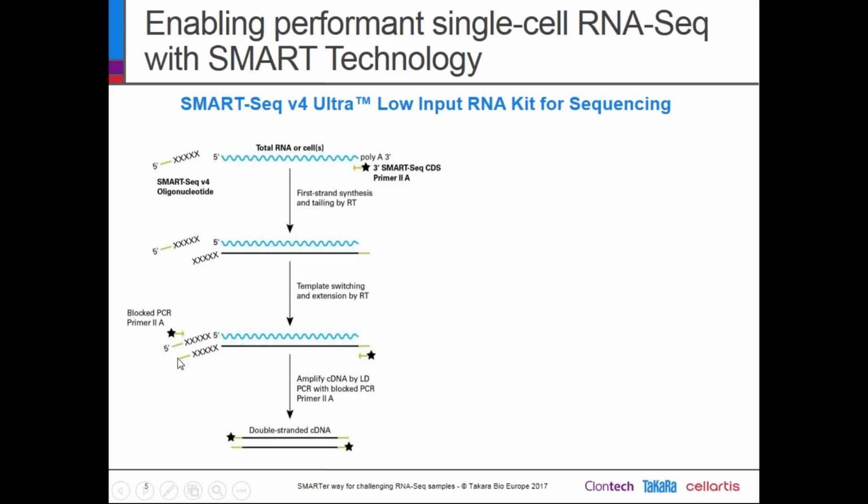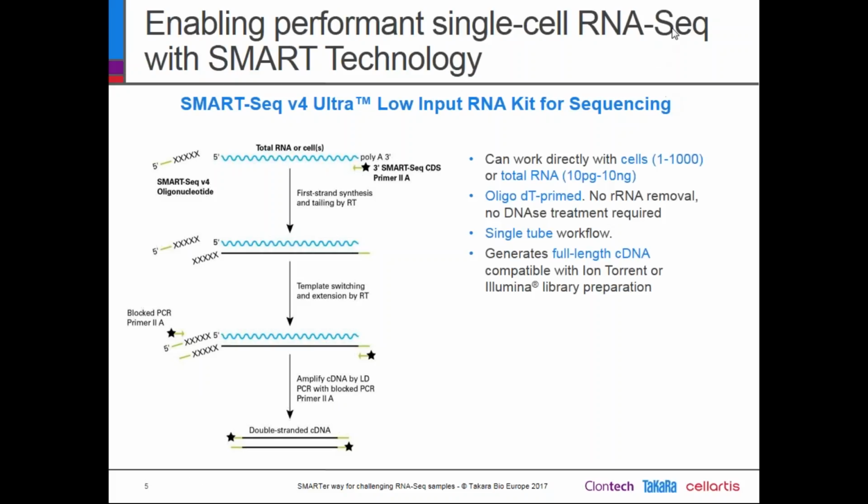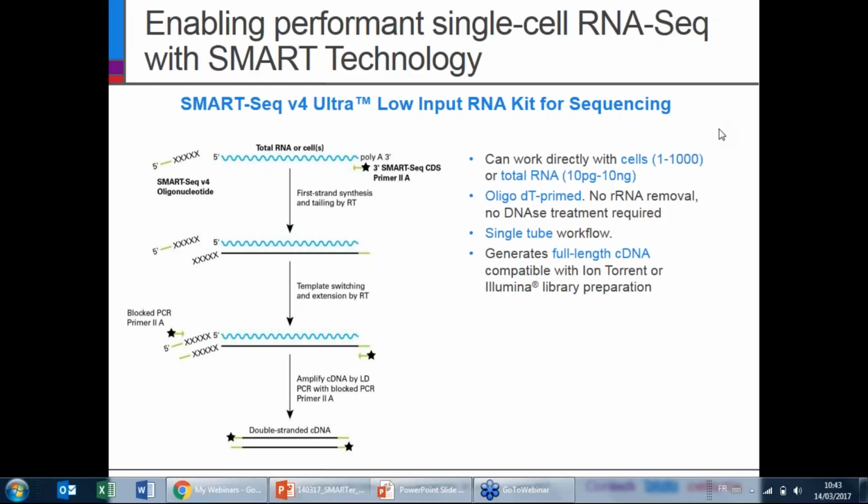And then we'll continue the reverse transcription, and as a result you will have a first-strand cDNA which contains known sequences in both 5' and 3' end. Now we can use these sequences that we know and that we have incorporated as annealing sites to use a primer to do a PCR and amplify the full-length cDNA.